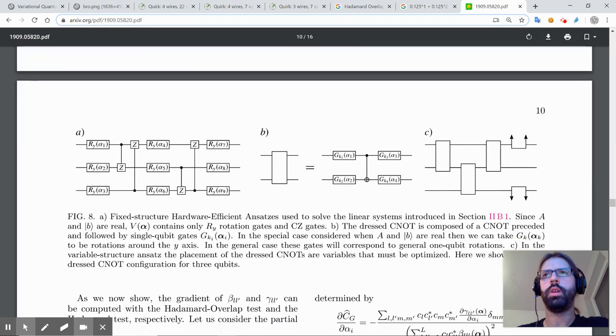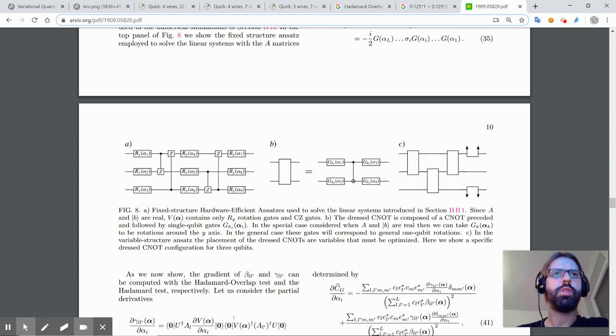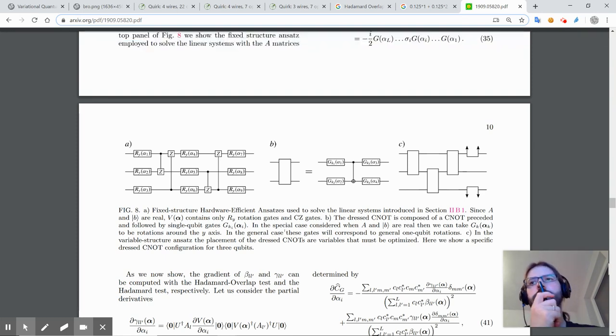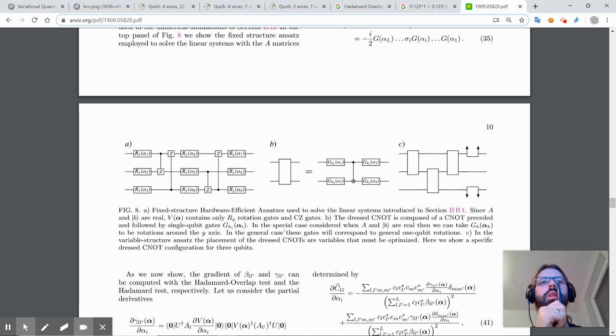Okay, so I see you've got the ansatz. Fixed structure hardware efficient ansatz is used to solve the linear systems introduced in section B1. Since A and B are real, it contains only RY rotations. Okay, so there's an actual reasoning. Since A and B are real, we're only doing RY rotation gates and control Z gates. So we're not using RX, which would take us, okay, that's the reason.